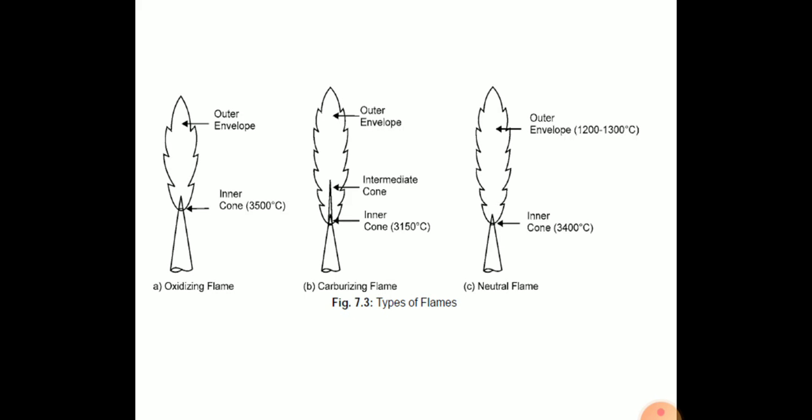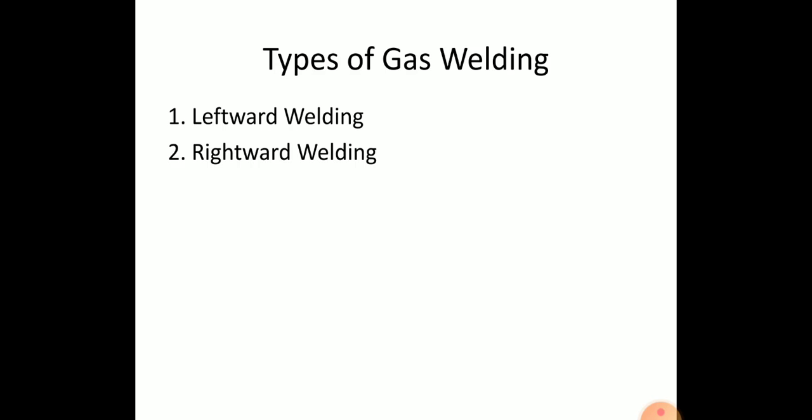Only in the welding of copper and copper based alloys is the oxidizing flame desirable, because in those cases a thin protective layer of slag forms over the molten metal. These are the types of flame. It is a most important question.